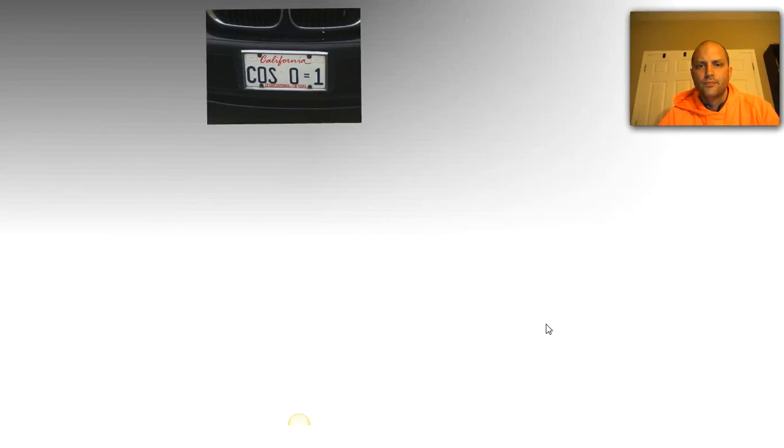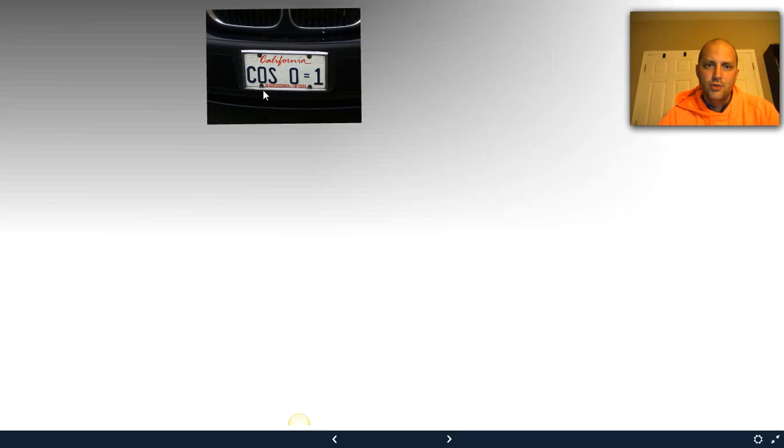The next question you see on your notes involves license plates. Okay, so this is a cosine of 0 equals 1, which we'll hit up in chapter 6.